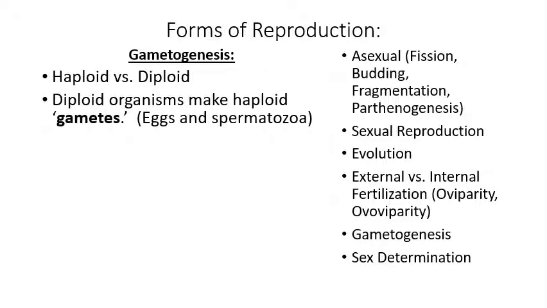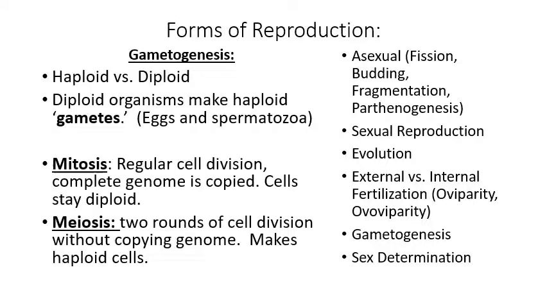Okay, so we already know about haploid versus diploid, and we know that diploid organisms create gametes. These are eggs and sperms in humans, in order to create new combinations of gene alleles. So you put together a haploid egg and a haploid sperm that have different combinations of genes, and then you get a new offspring that has a totally different combination of genes than either its mother or its father.